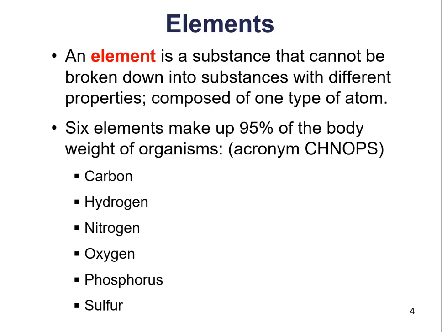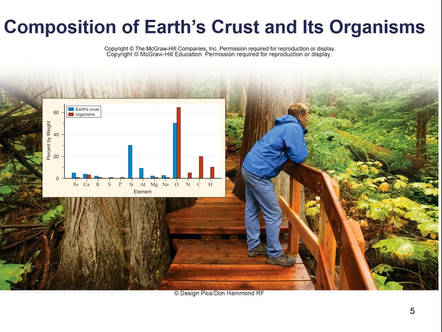But basically those 6 elements that make up 95% of the body weight of living things, of organisms, are carbon, hydrogen, nitrogen, oxygen, phosphorus, and sulfur. Okay, and you should know these 6 elements.